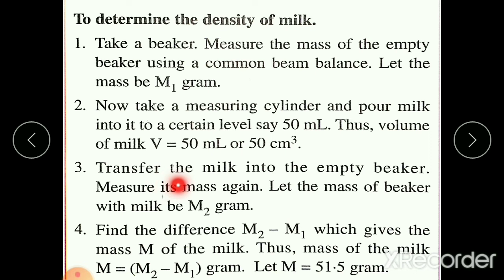Next, transfer the milk into the empty beaker. Measure its mass again. Let the mass of the beaker with milk be m2 gram. Now find the difference, m2 minus m1, which gives the mass m of the milk. Thus the mass of the milk m is equal to m2 minus m1 gram, that is m. Okay, let it be 51.5 grams.